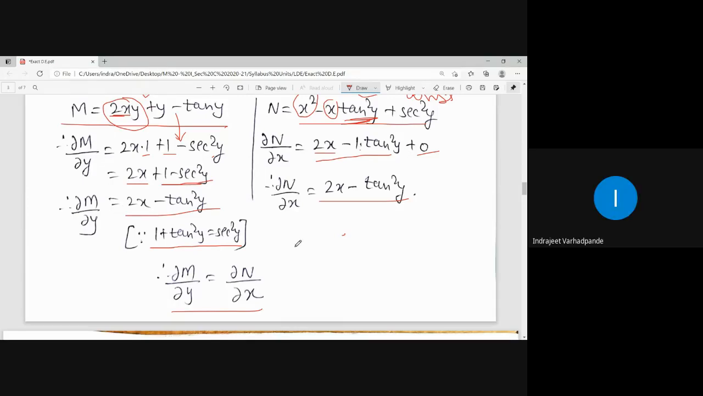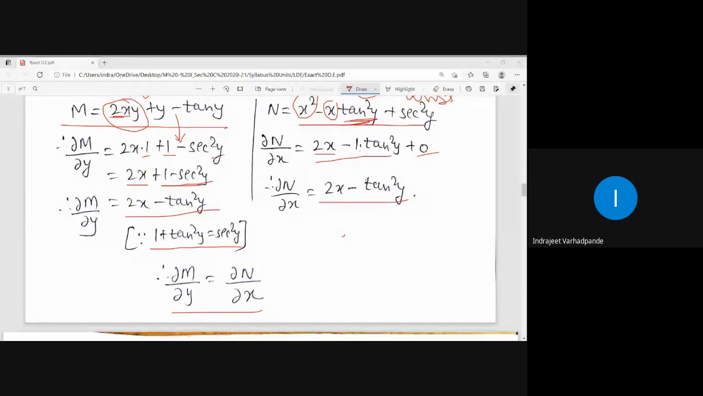Yes, sir. Any difficulty in understanding this differentiation process, which we call partial differentiation, term by term differentiation? I hope everybody is understanding how we are going to do it. Yes, sir. Fine.